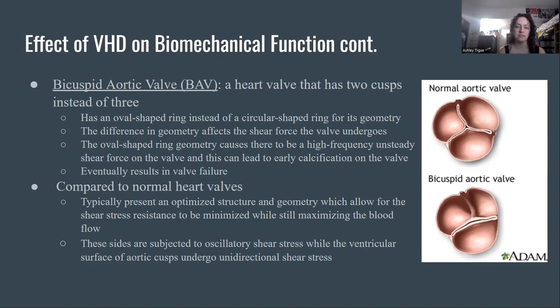Comparatively, normal heart valves are typically presented in an optimized structure and geometry, which allows for the shear stress resistance to be minimized while still maximizing the blood flow. These sides are subjected to oscillatory shear stress, while the ventricular surface of aortic cusps undergo unidirectional shear stress. Because of this, it's so important that these valves are shaped this way. And so it's important to look at the treatments for this.